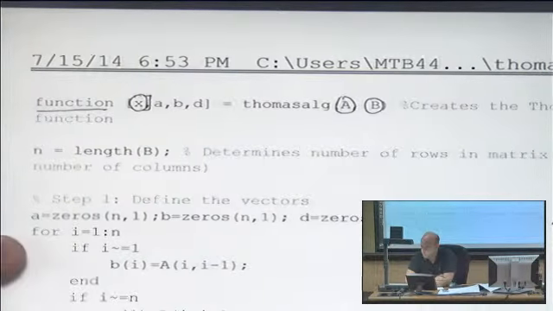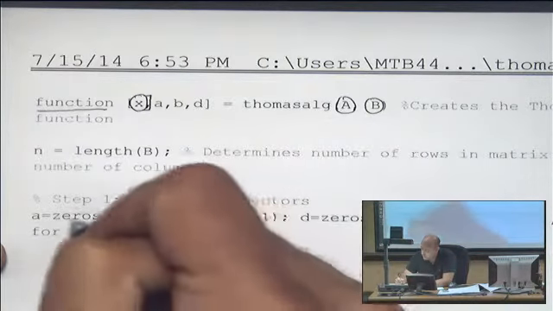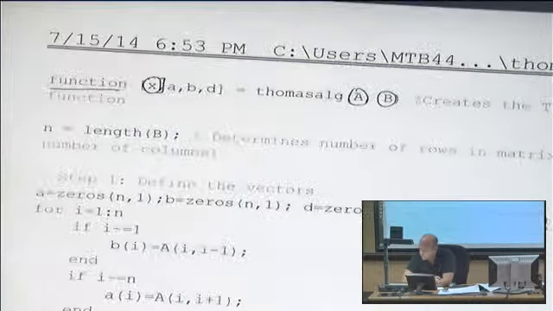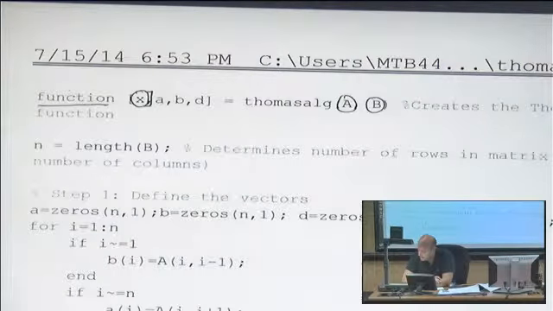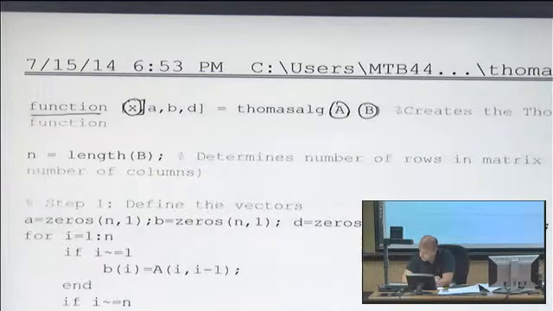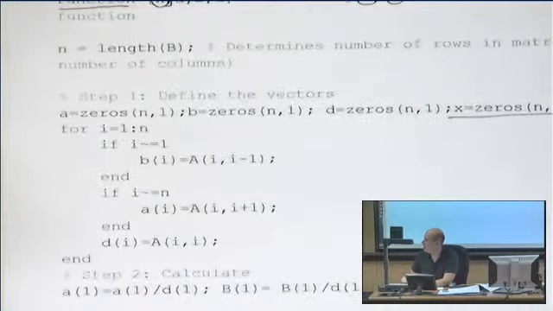So step 1 was to define the vectors. We had vectors A, B, D, and X is our solution. That's what we're looking for. I just made them as zeros. But what I did is I did a little loop to do that. So it was kind of like what we did with the tridiagonal matrix, right? It was the same kind of algorithm for that.